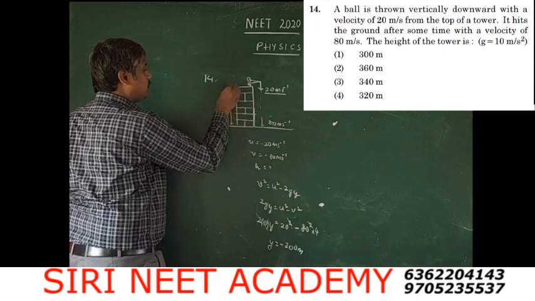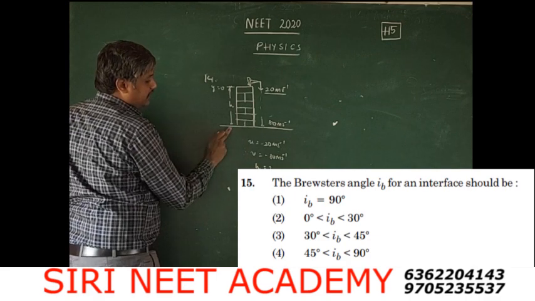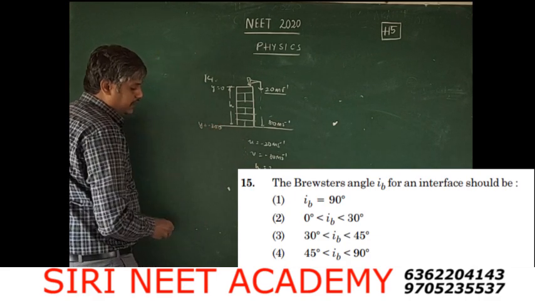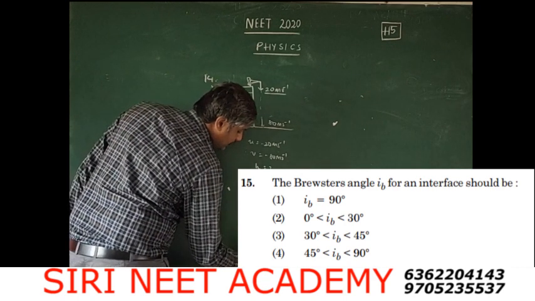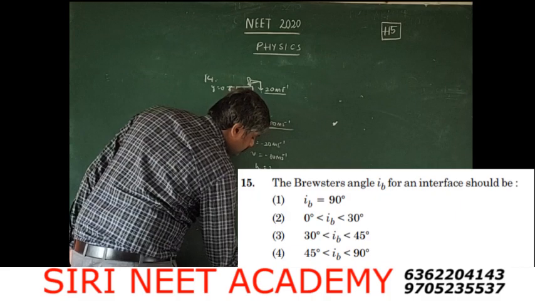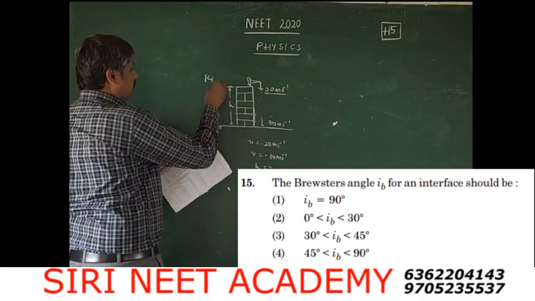So with respect to this, if I take y equal to 0 here, the final equation gives y is equal to minus 300. This implies the height of the tower is equal to 300. So the option corresponding to this answer is first one.